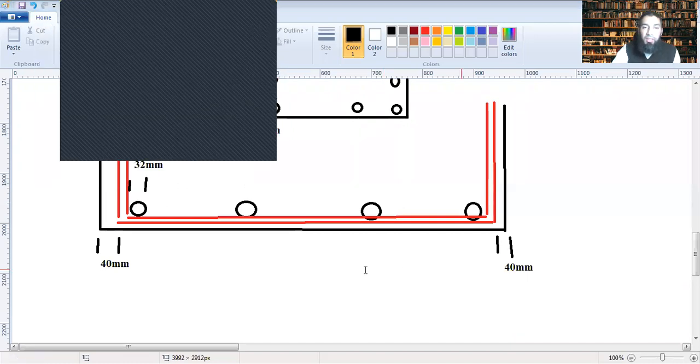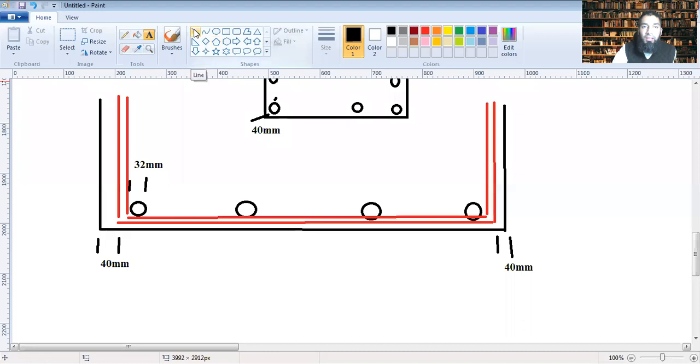This total is 300 minus 80 minus 32 minus 32 minus 32 minus 32. So you have 92 mm total left in between.